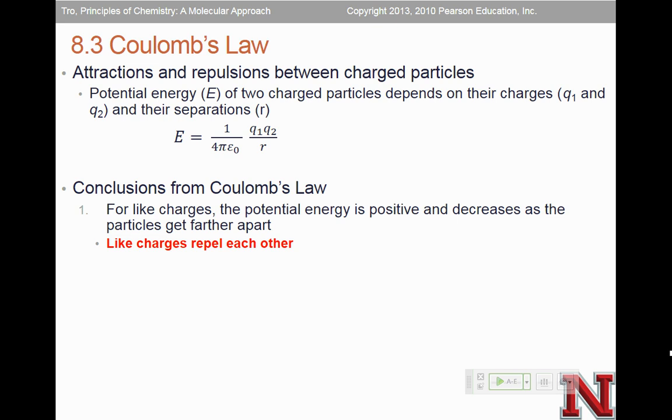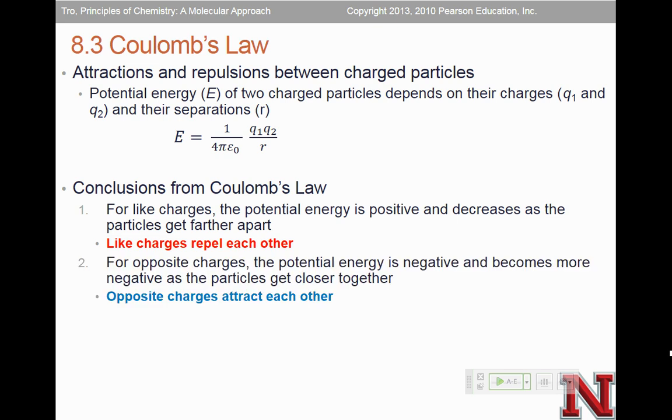So conclusions from Coulomb's law is two things. Coulomb's law showed that like charges repel each other. For like charges, the potential energy is positive, and it decreases as the particles get further apart. And remember, our molecules and our atoms always want to exist in a level of the lowest potential energy possible, its most stable state. So that's how we see that our like charges repel. Coulomb's law shows that as the like charges get further apart, our potential energy goes down because they're not interacting with each other as much, so they're not repelling each other as much.